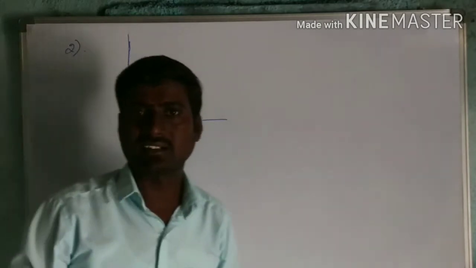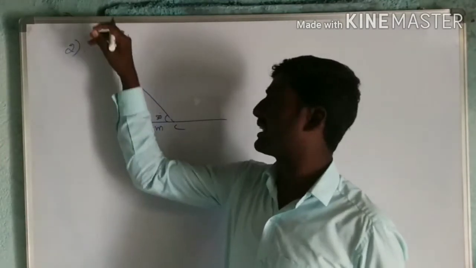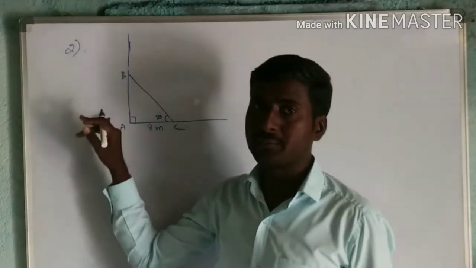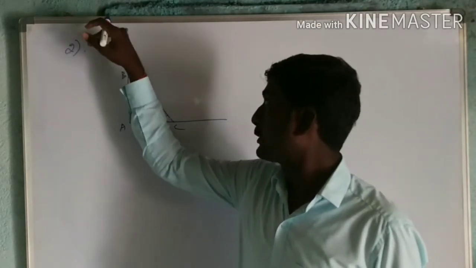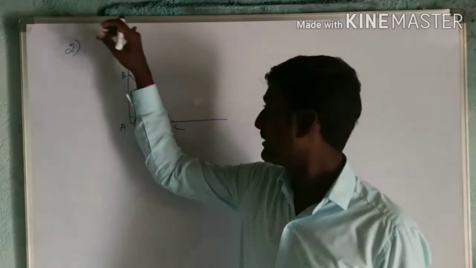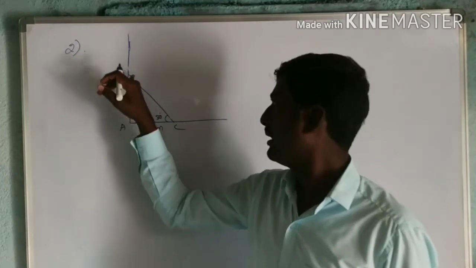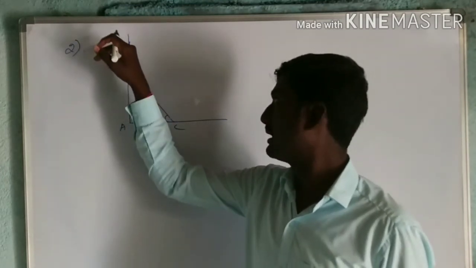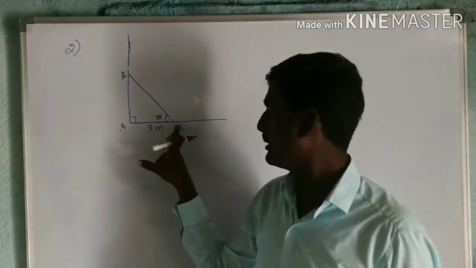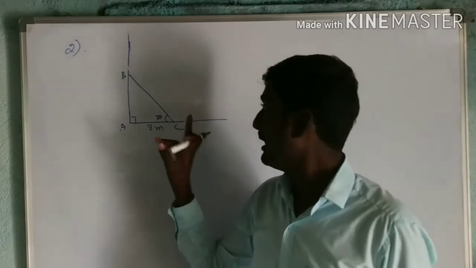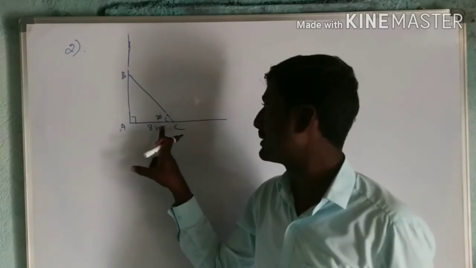Once again, let us understand the question. Initially there was a tree. Let us take this as a tree. Because of a storm, it broke. Now it bends. The tip or top of the tree touches the ground. So by making a 90-degree angle, a right angle triangle, the tree was broken. So BAC will be the right angle triangle, and the top of the tree touches the ground, which makes an angle of 30 degree with the ground.